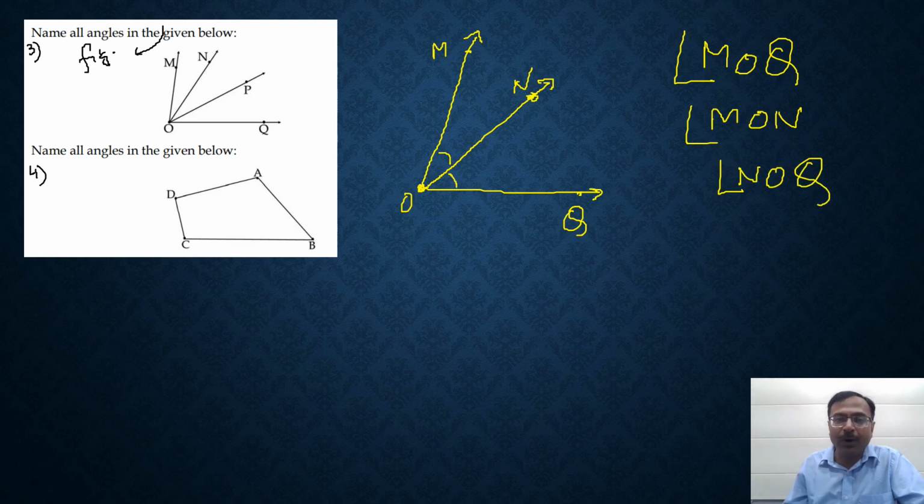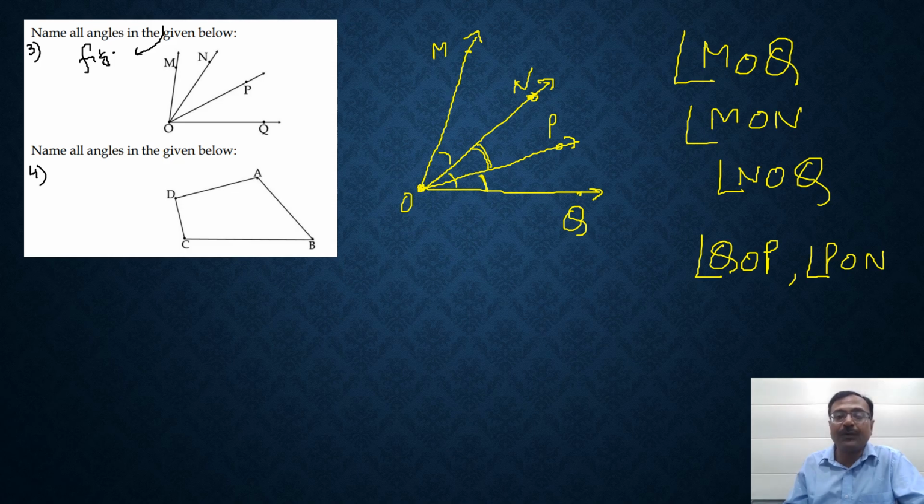Two more angles are formed. And when I put one more ray like this, then this is point P, and now I have some more angles there. So angle QOP, the one at the bottom, then angle PON, another one, and then starting from P, you have this angle also, angle POM.